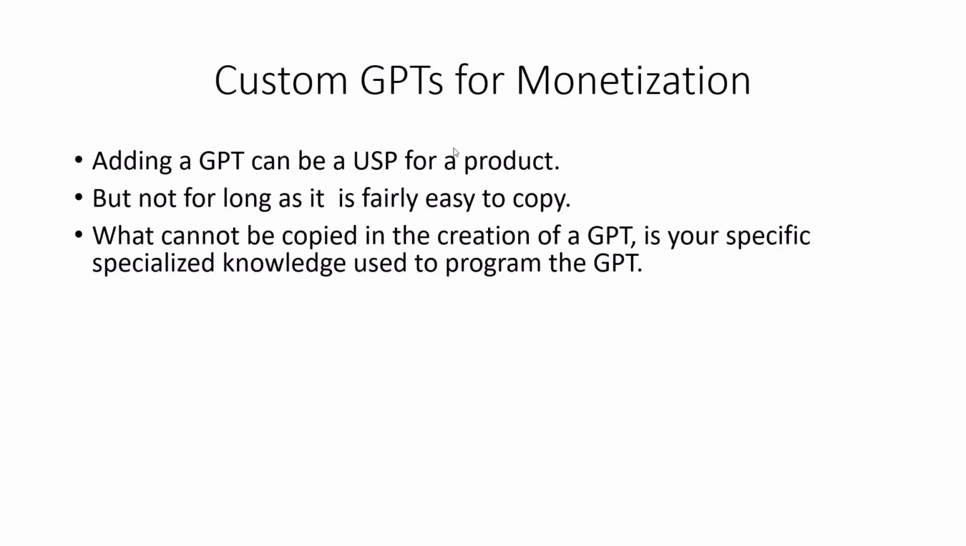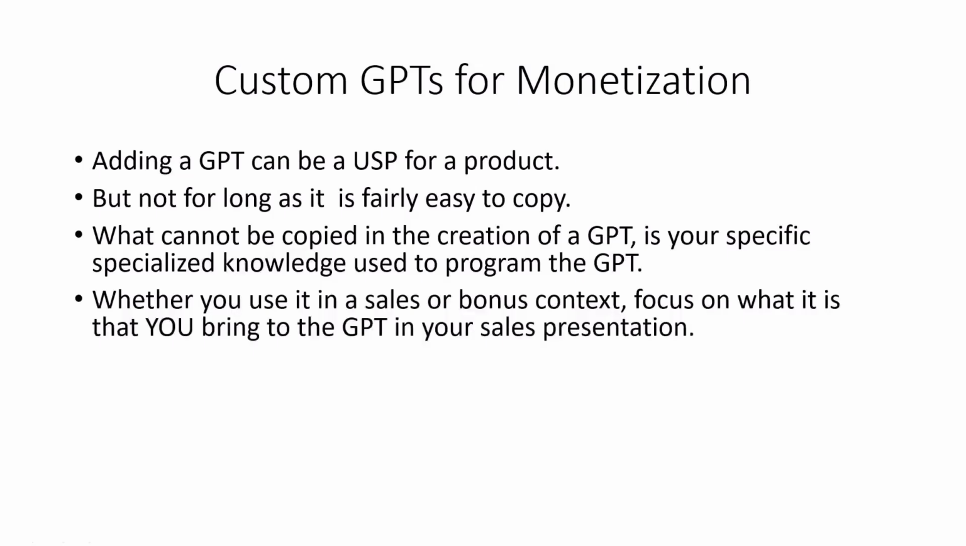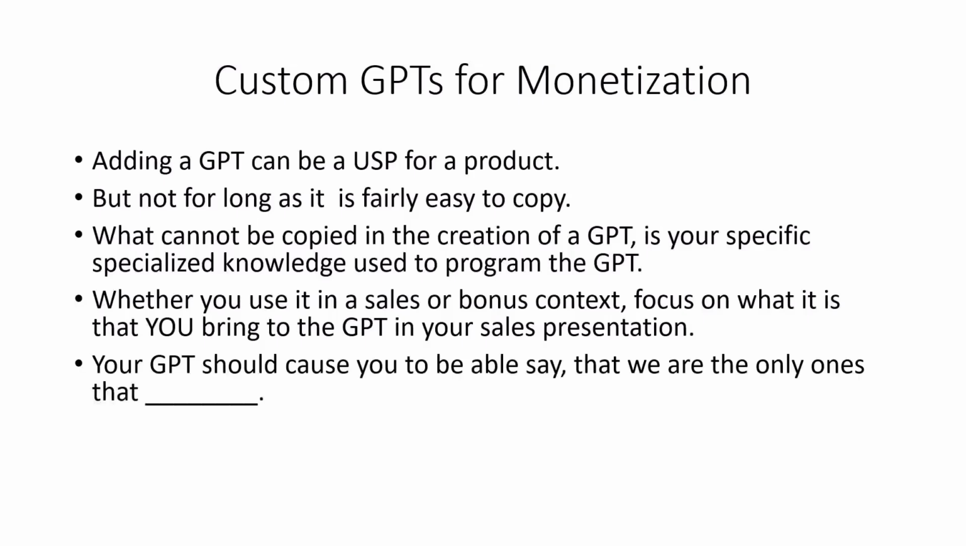So when you are creating a GPT, what you want to try to do is input knowledge that people cannot get from elsewhere, areas from your expertise, areas from your experience, and program those into the GPT. Even if you use it in the sales or bonus context, you want to focus on what it is you bring to the GPT. And this is the essence of a USP. You want to be able to say, we're the only ones that do blank, right? That's what your brand should say anyway. You should have a USP for your brand: we're the only ones that do this, we're the only ones that do it this way, we're the only ones that deliver this.